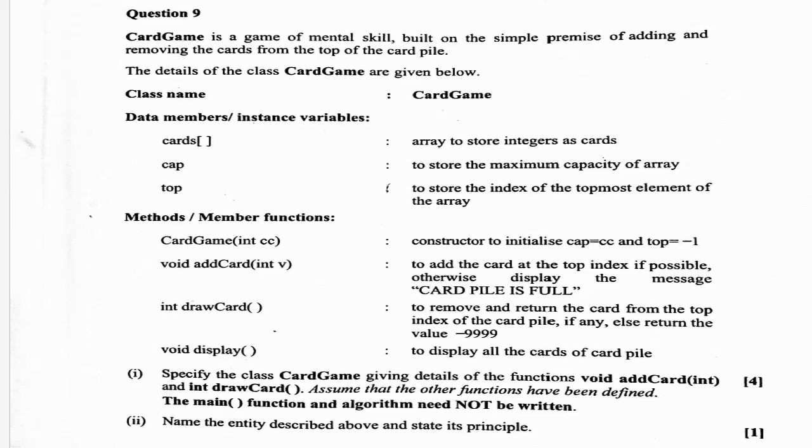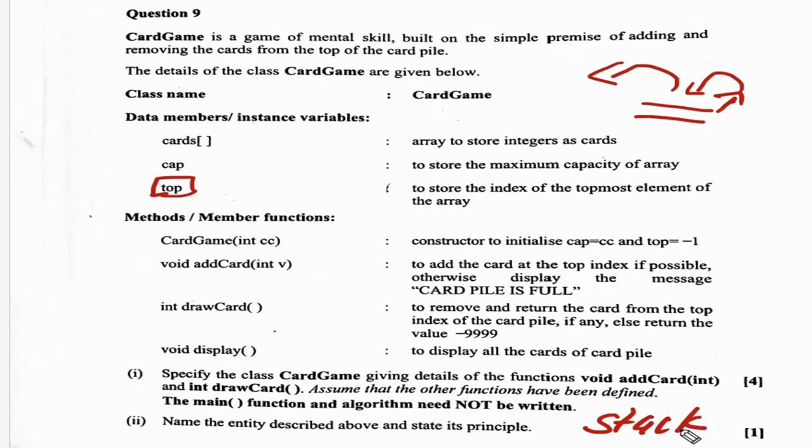So in this question, we are actually talking about the pile. There's a pile of cards where the card is to be placed on the top, and then it has to be removed from the top only, because we only have one variable, top, which will take care of the ith value of the card, right? So the insertion and deletion will happen at the back. That is a stack. So that is the answer to the second part of it. This entity is a stack. Now let's code it.